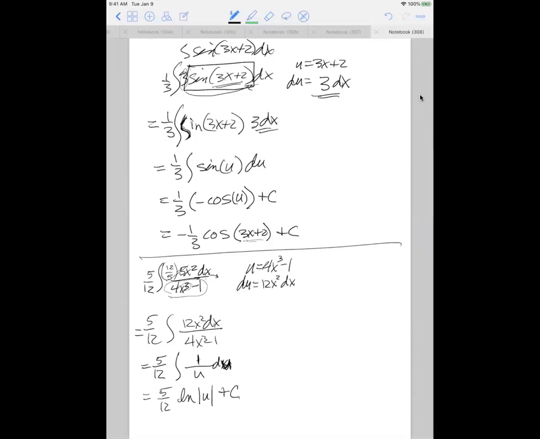And that's all it was, 1 over u. Therefore, it's just natural log of u. Got that. And that is now equal to 5/12 natural log of, what was my u, the absolute value of 4x to the third minus 1, plus c.